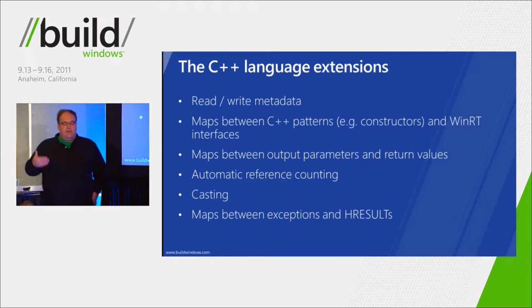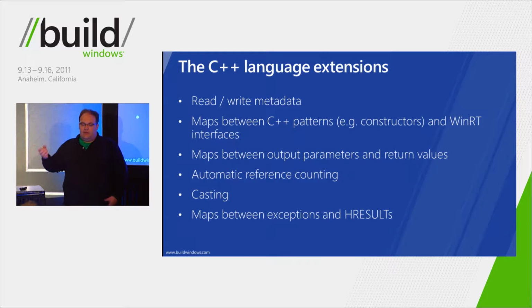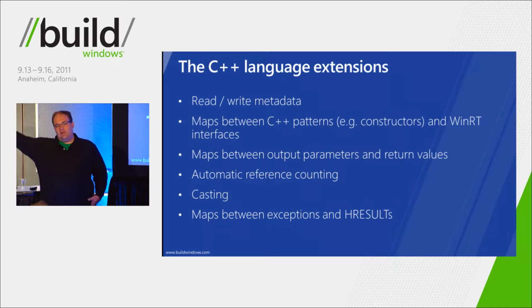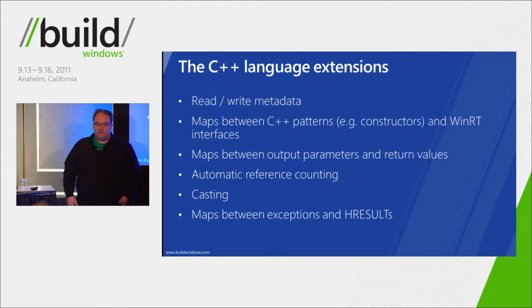The next thing that we do is to map between C++ patterns, such as constructors, destructors, properties, events, methods, static methods, initializers, etc., into WinRT interfaces. So WinRT is more of a cross-language system. So there's things that are specific to C++ that actually only work in C++, such as destructors. They have different semantics in different languages. But in C++, we have destructors. We like destructors. So we will map certain concepts to destructors.